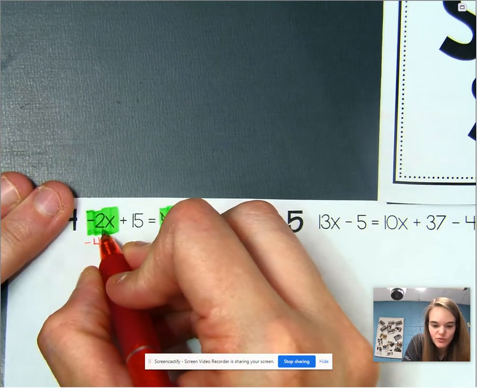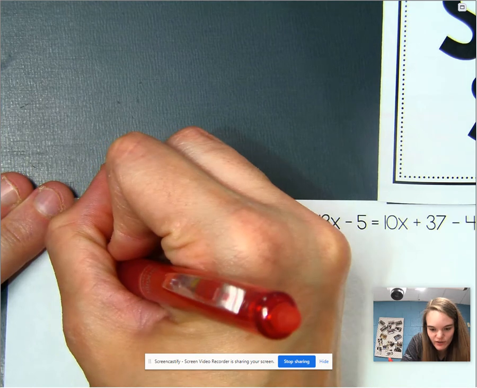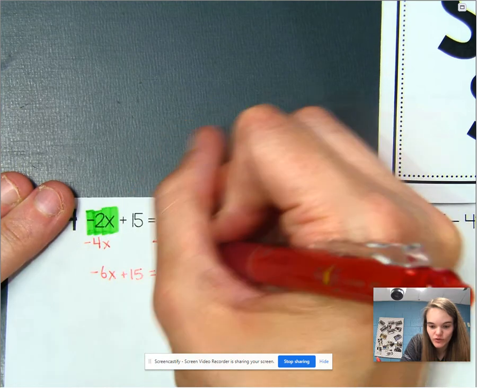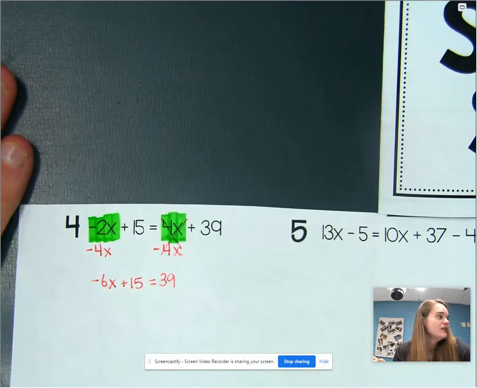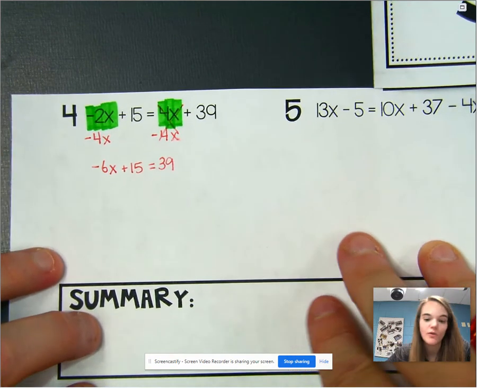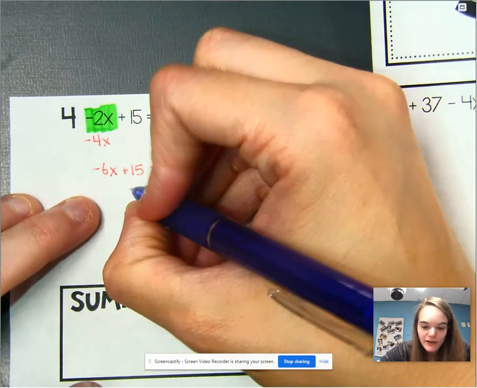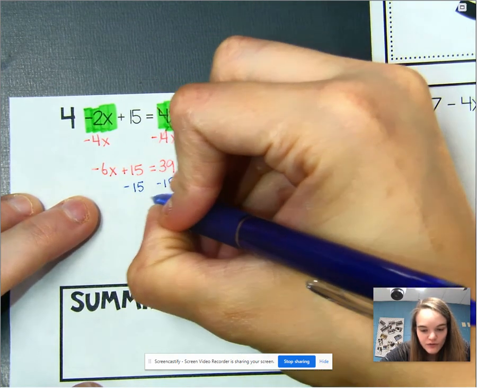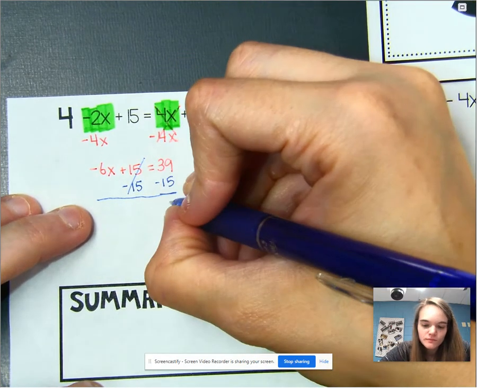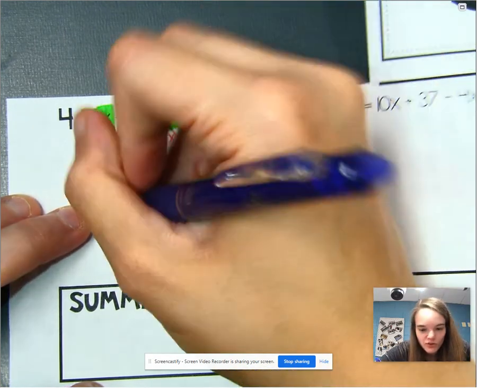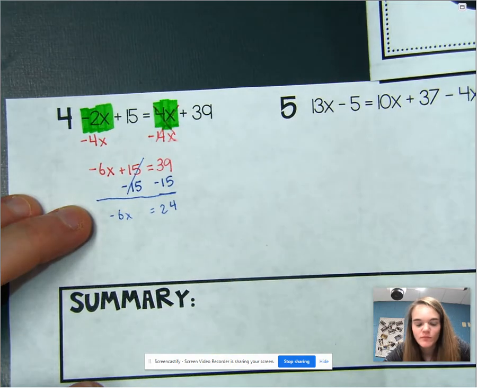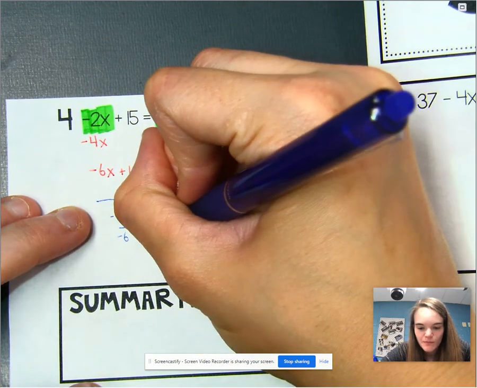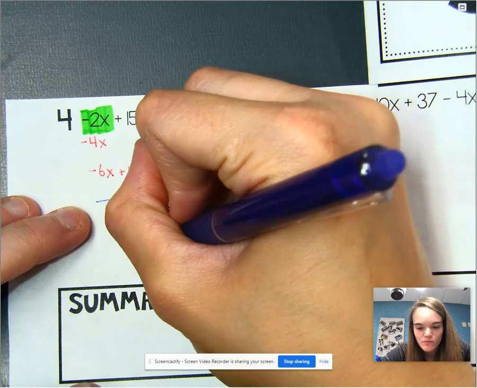So I have negative 2x minus 4x, which is negative 6x. Bring down plus 15 equals 39. Is now a two-step equation. It's now something you've done before. So we're going to subtract the 15. 39 minus 15 is 24. So negative 6x equals 24. Divide by negative 6. And x equals negative 4.